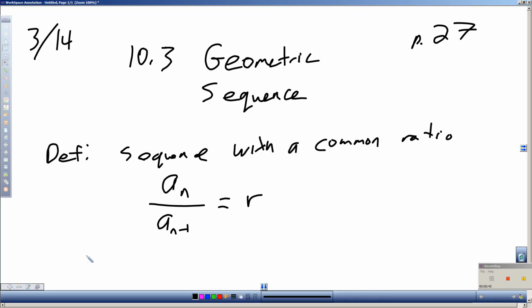So let's say we start with 4, 12, 36, 108, 324, and so on. Because any term divided by the previous term, we should get the same answer, 3. So 36 divided by 12, 12 divided by 4, 324 divided by 108, 3. So this is what we mean when we're talking about a geometric sequence.